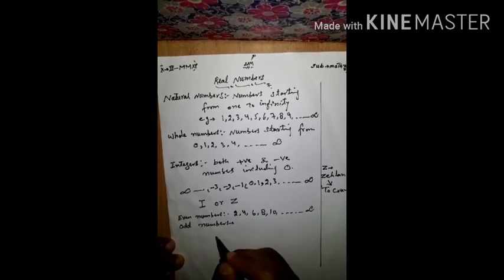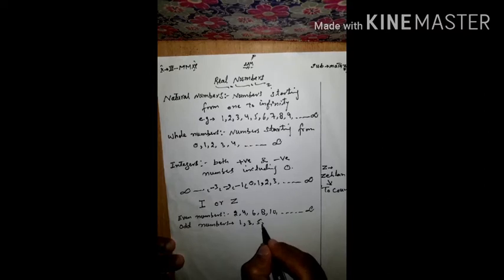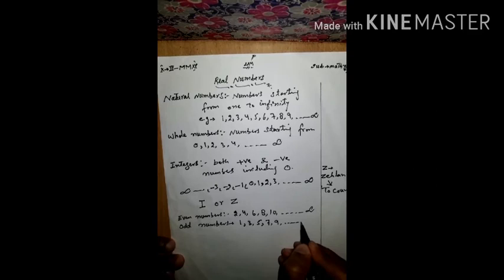What are the set of odd numbers? Those numbers which are not divisible by 2 are called the set of odd numbers, or simply odd numbers. Now, if we take an example, like 1: 1 is not divisible by 2, so 1 is an odd number. 3 is an odd number. 5 is an odd number. 7 is an odd number. 9 is an odd number, and so on up to infinity.